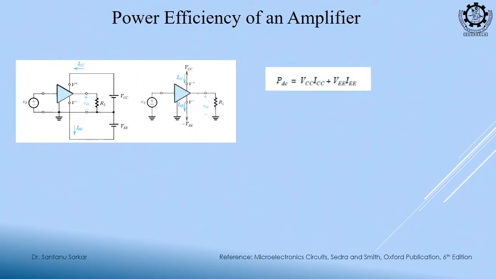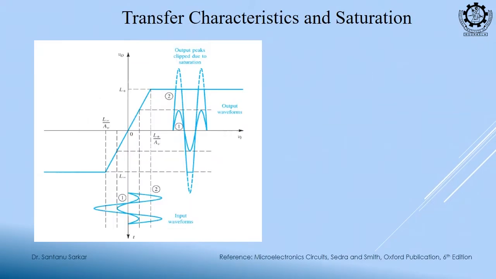Now, the efficiency of the amplifier has also been discussed. That is, we have to calculate the total DC power and the load power, and the efficiency is the load power divided by the supplied power. This is the transfer characteristics of the amplifier, and it shows the linear region and the saturation region.